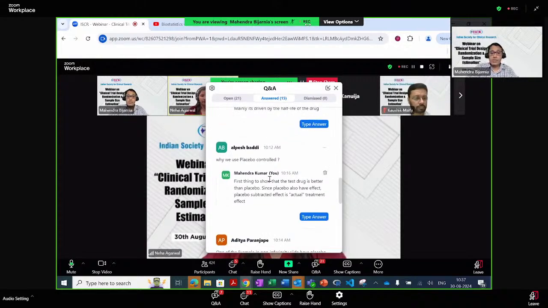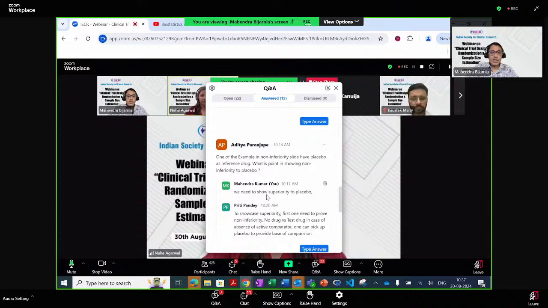Why do we use placebo? First thing, you need to show that your drug is better than placebo, because placebo itself has its own effect, and in some indications, the placebo effect is more than 20%. So if the 20% difference is what you would like to detect in your trial, and a 20% difference is observed in the placebo, then the actual treatment effect is zero. So you need to show that your treatment effect, once you subtract the placebo, is the actual treatment effect that you would like to study. So we need placebo. In non-inferiority, placebo serves as a reference.